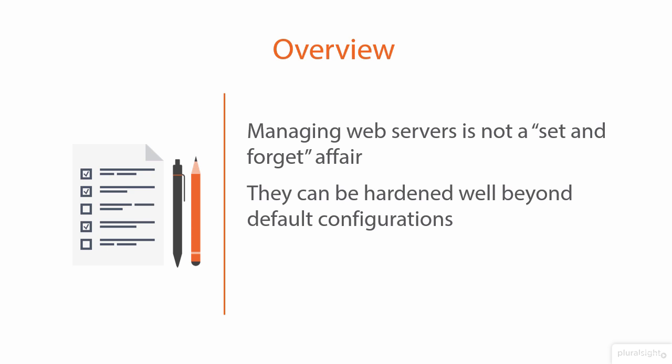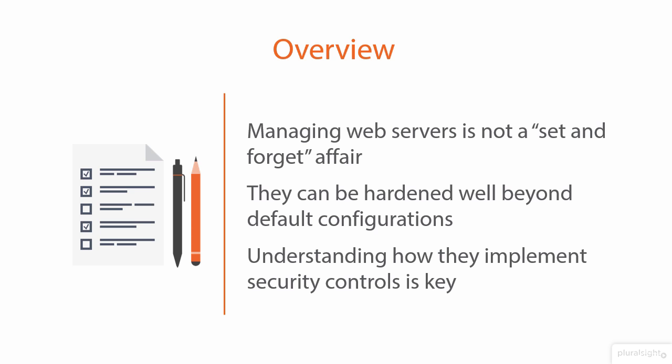Now, we touched on this briefly in the previous module when I spoke about weaknesses in default configurations. And we're going to go into a bit more detail in this module, and I'm going to give you some more examples of areas of the web server that can quite easily be hardened, so made more resilient against online attacks. And finally, we're also going to talk about understanding how security controls are implemented.